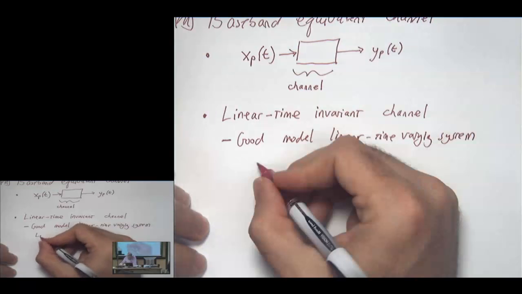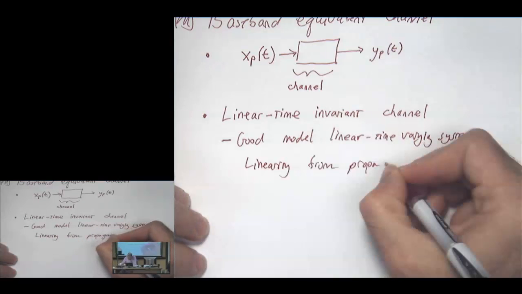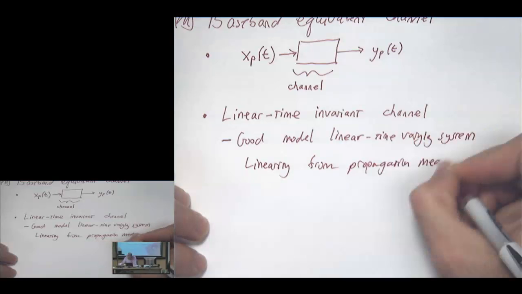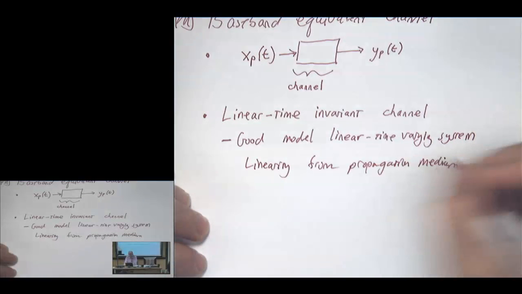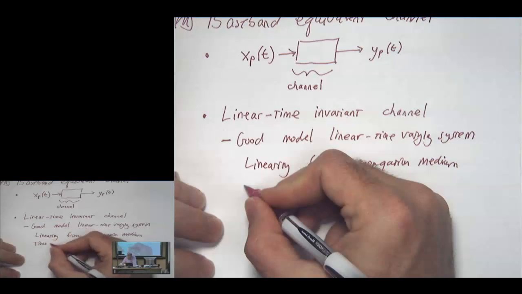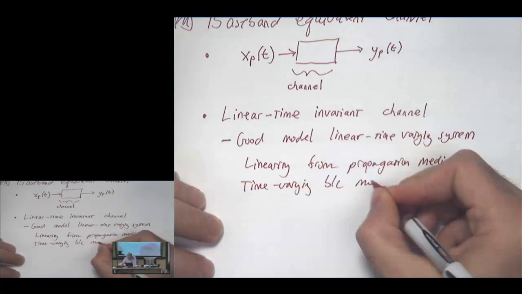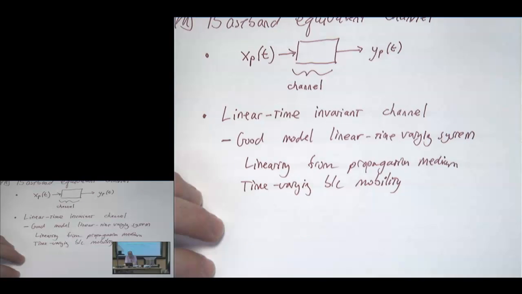And then the linearity is from the propagation medium. So you have signals reflecting and diffracting, propagating along. And then the time varying because things are moving in the environment. And in wireless, we just generally call that mobility. So it could be transmitter, it could be receiver, it could be reflectors, we're all moving.